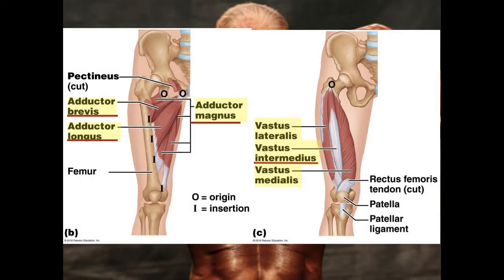Okay, just a different picture, deeper on your adductors. So there's your brevis, your longus, and your magnus is this big guy over here. Okay? And then here's a different picture of your vastus muscles. So if we took that rectus femoris off, there's your vastus lateralis, your vastus medialis, and then your vastus intermedius is there in the middle. Okay? So those are the 3 that go with that rectus femoris to make the quadriceps. Okay?